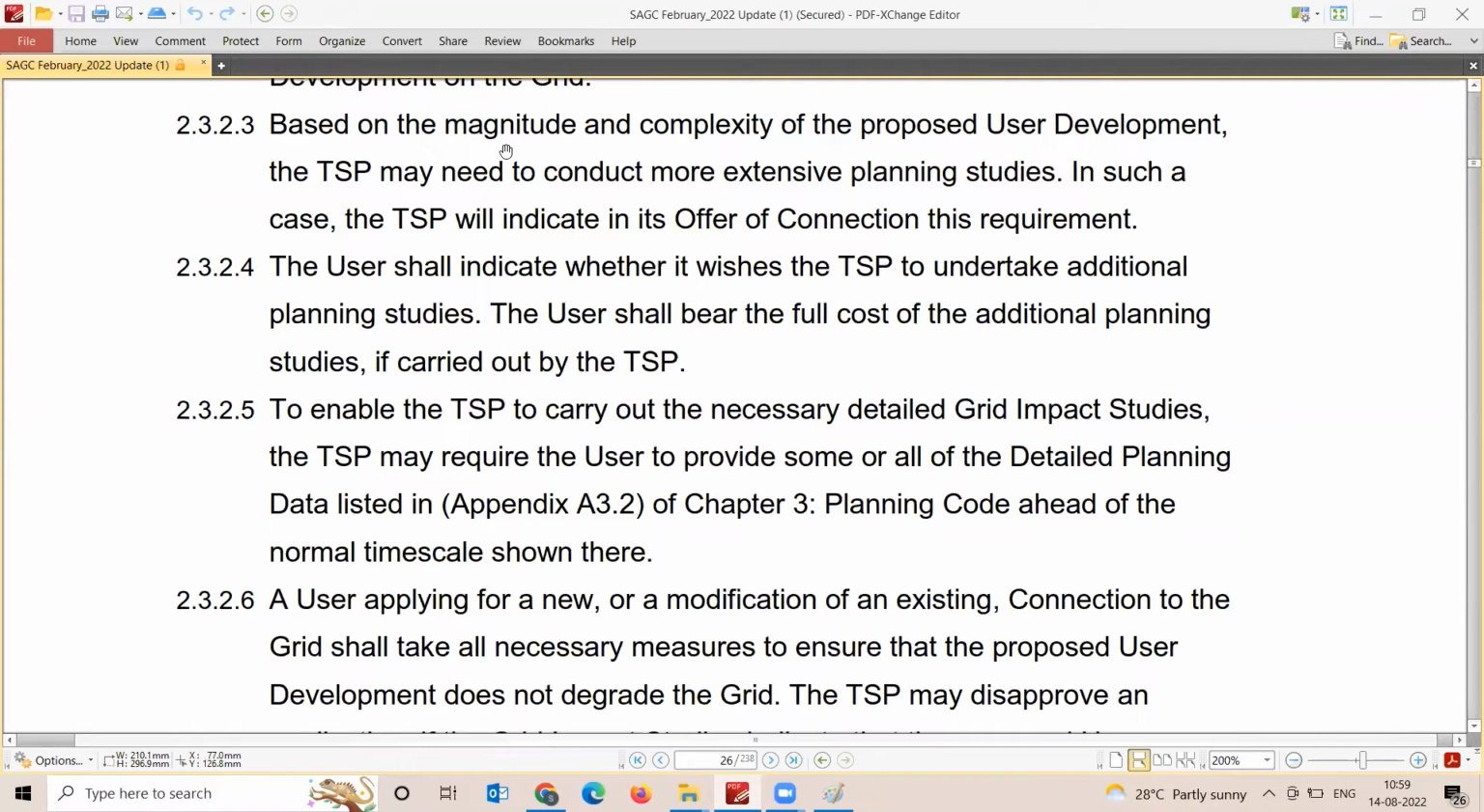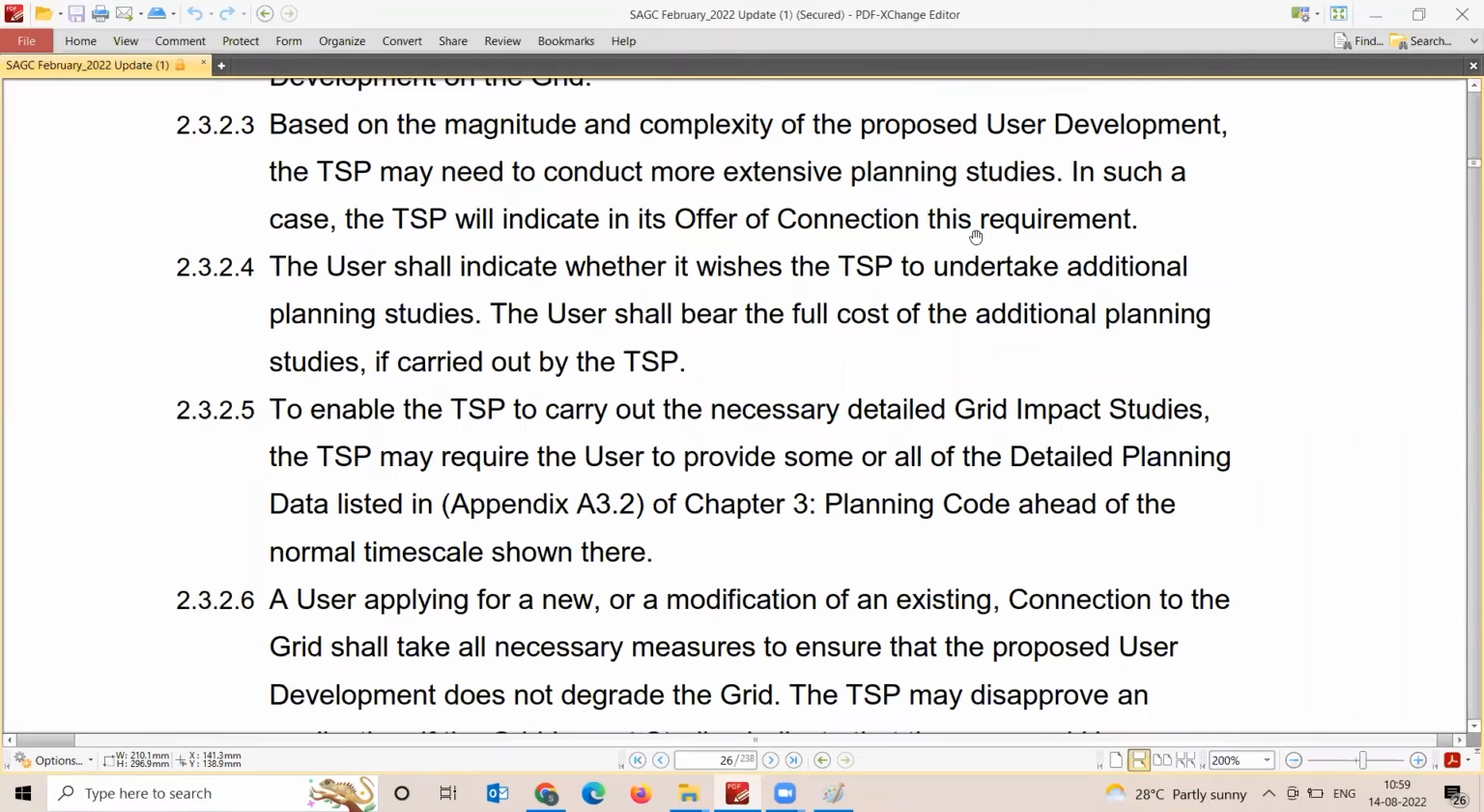Magnitude is obviously important, but magnitude alone may not be. Like 500 megawatt wind farms, type 3 might be completely different from 500 megawatt of type 4 with respect to power quality. Type 4 may have a different harmonics level and type 3 will have a different harmonics level, right? So based on the magnitude, that is capacity, whether it's 300 megawatt or 500 megawatt or 750 megawatt, and depending on the complexity, that is, what technology is used in the proposed development of the user, the TSP may need to conduct more extensive planning studies.